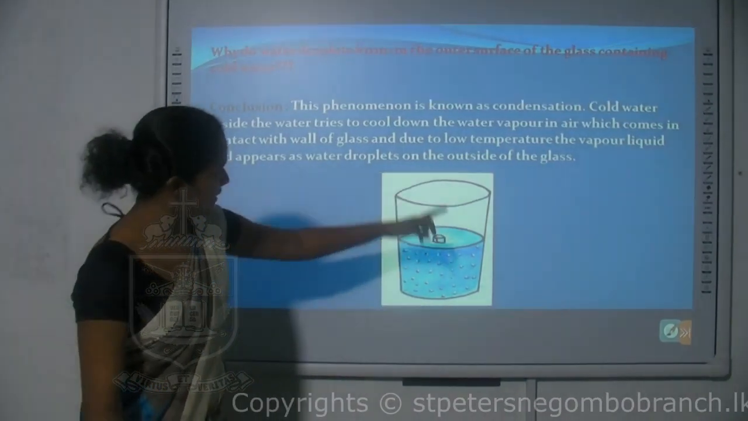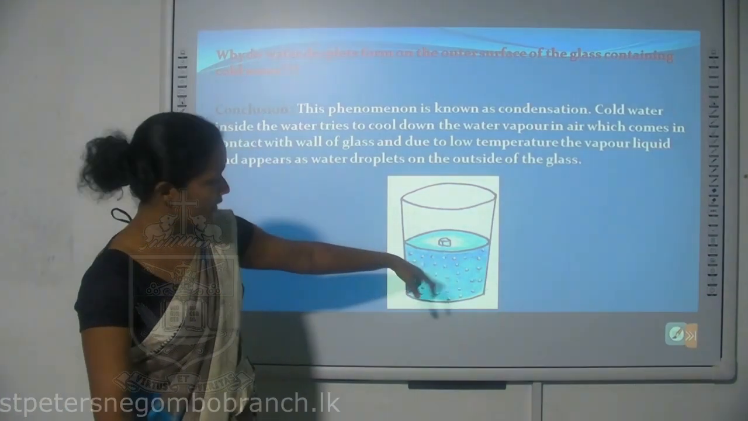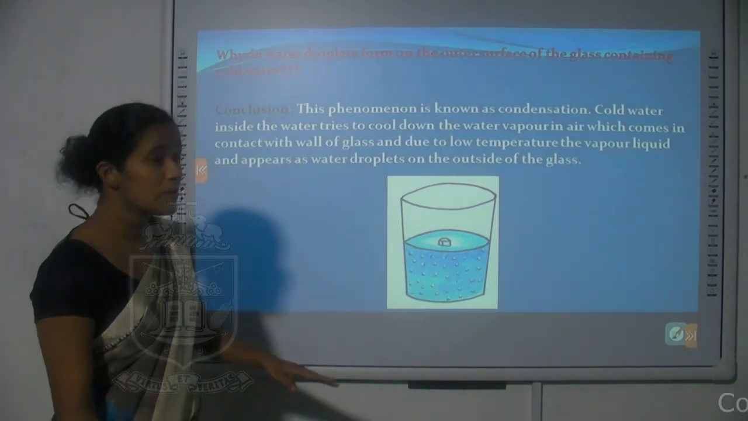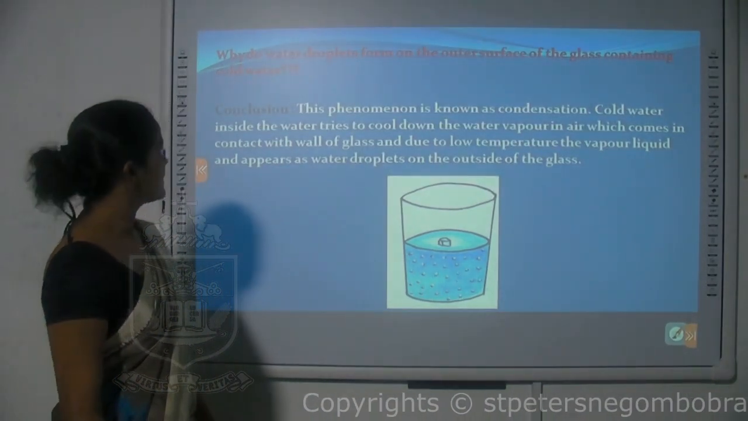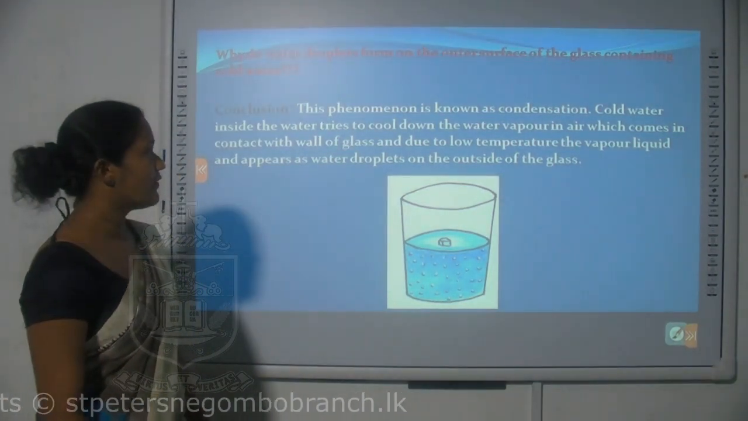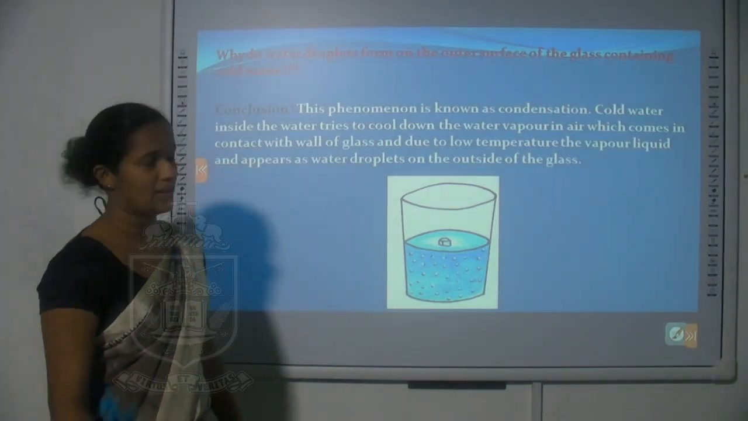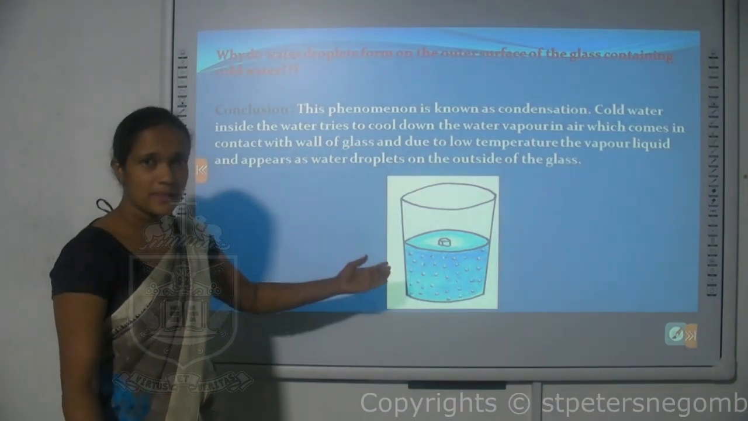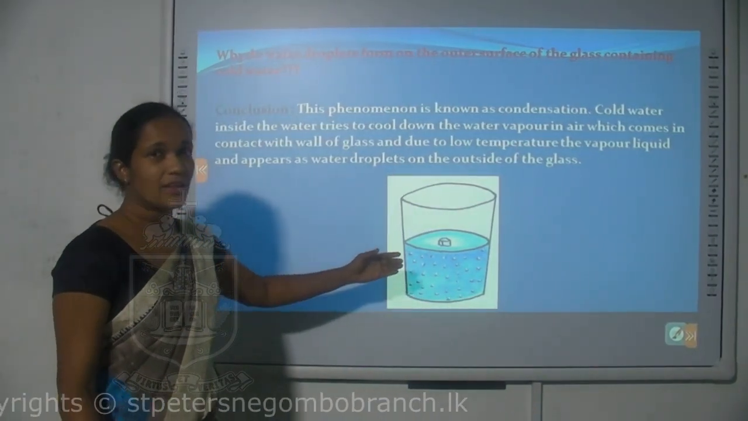Now you can see in this picture, there are some water droplets outside the glass. The cold water inside tries to cool down the water vapor in the air which comes in contact with the wall of the glass, and due to the low temperature, the vapor liquefies and appears as water droplets on the outside of the glass.